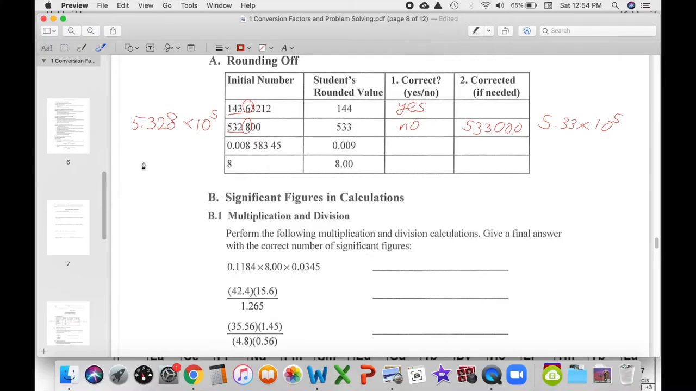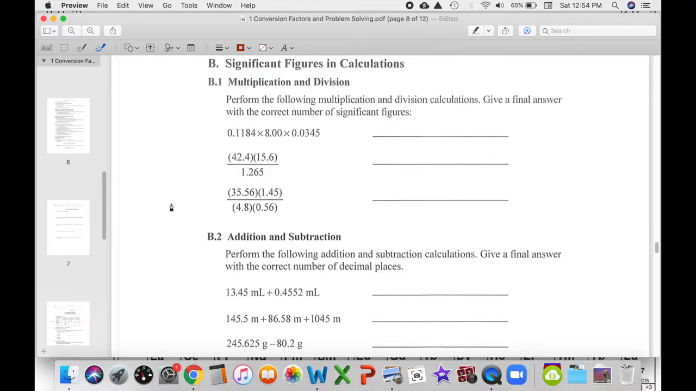Okay. So in part B and part C, this is a good example of why significant figures and determining them is really important, okay? Because it helps us determine how to write out these answers when we do calculations.